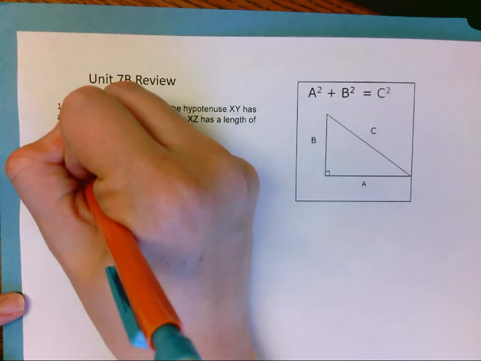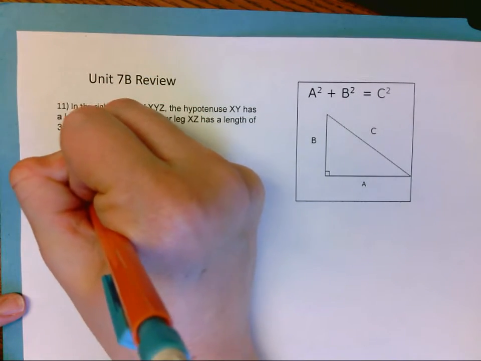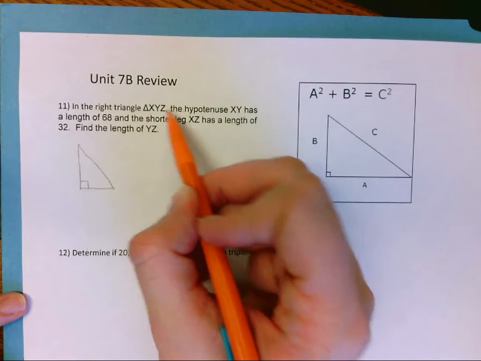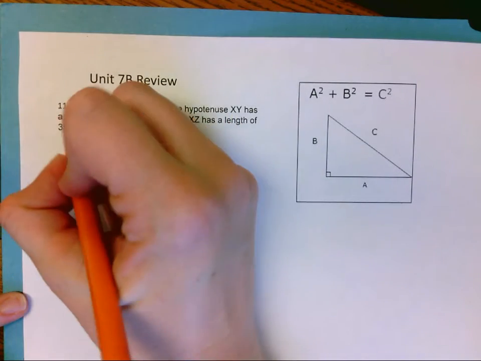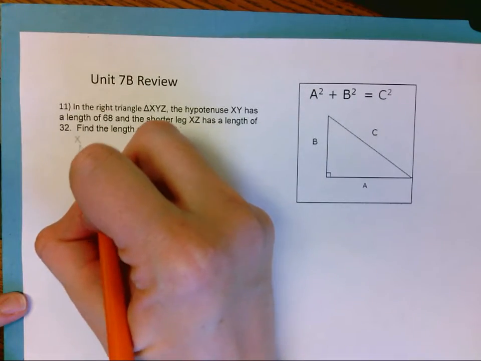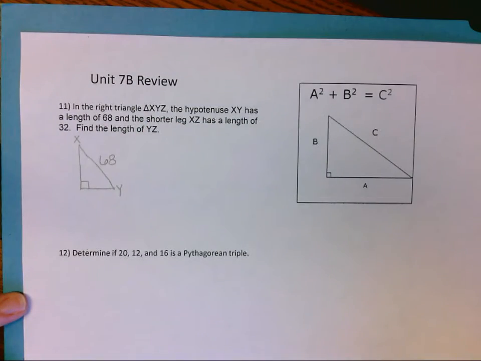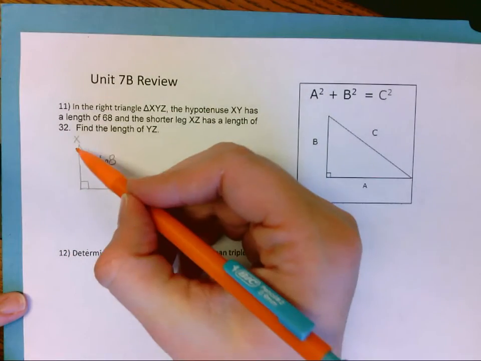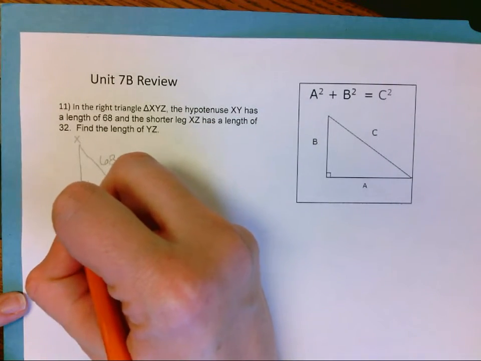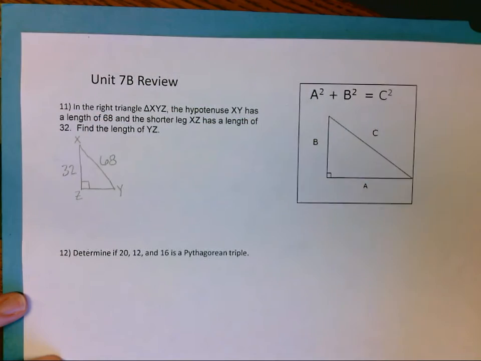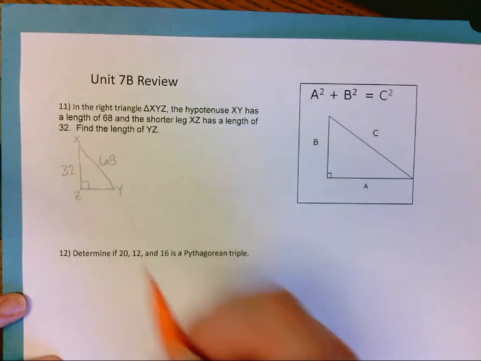If you need to, draw a picture and label the parts that were given. It's a right triangle XYZ. The hypotenuse is XY. It has a length of 68. The shorter leg XZ, I did not draw a picture, mine is longer, but that's okay. XZ, it's just not drawn to scale, has a length of 32. Just know that this is supposed to be longer in your drawing.